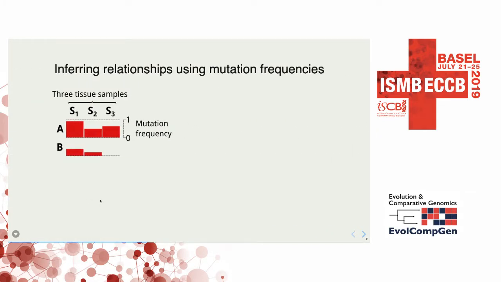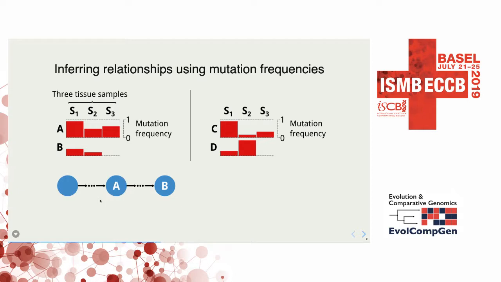So the way we do that is we say, if you have mutations A and B, and you have 3 tissue samples, S1 through S3, if we see that the frequency of A is always higher than B, then we can be pretty confident that the correct relation has A being ancestral to B. Conversely, if you came with 2 other mutations, C and D, and we saw C was higher than D in sample 1, but D is higher than C in sample 2, we can say neither can be the ancestor of the other, so different branches is the right way to look at this.